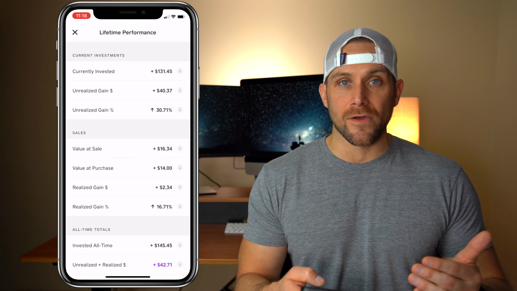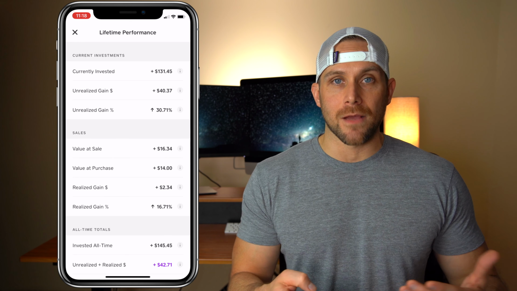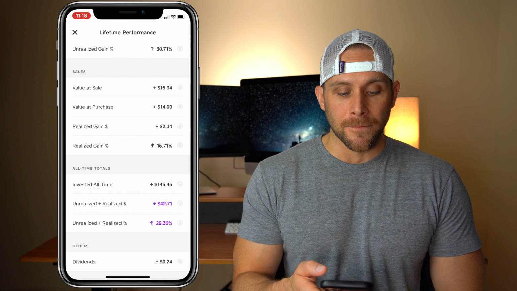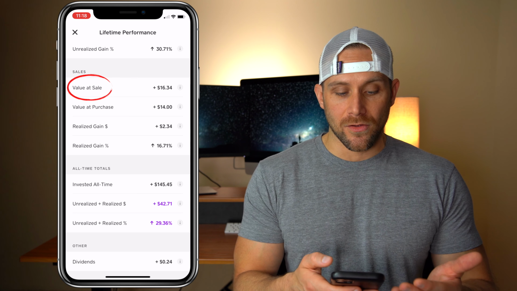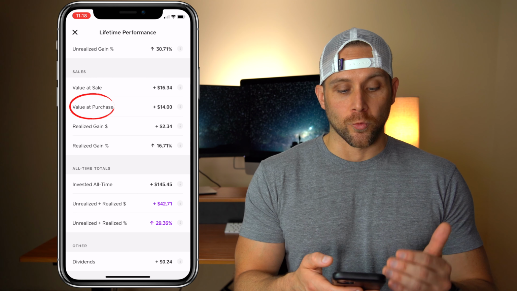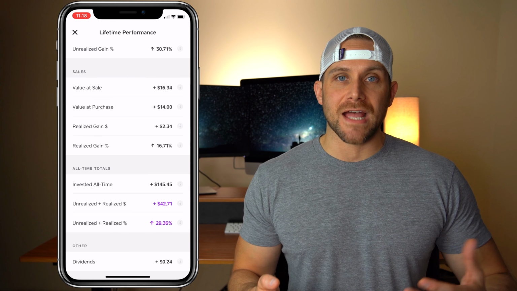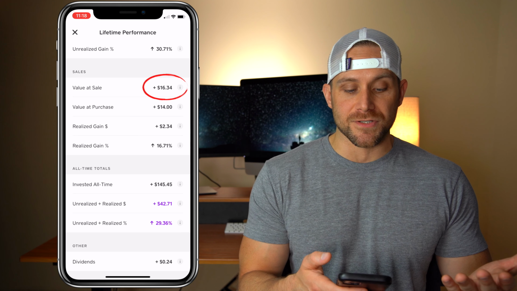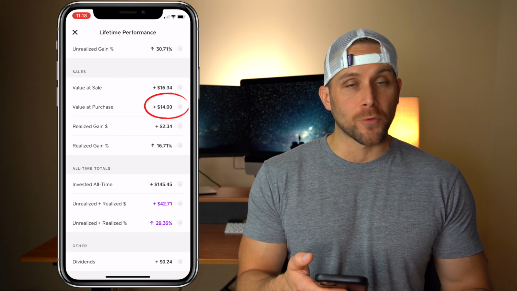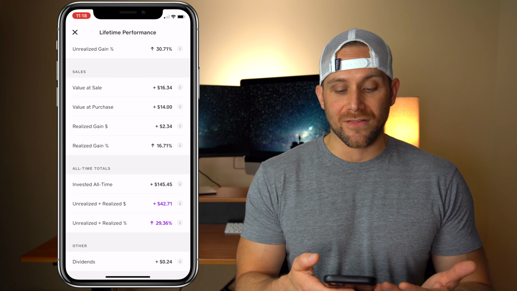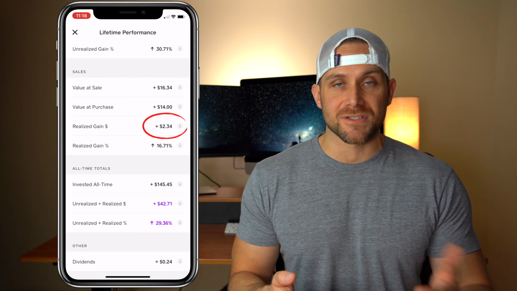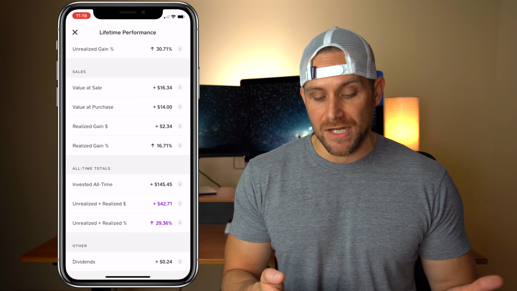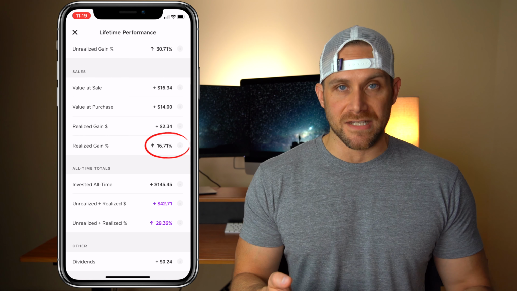Now, once I sell those stocks and I cash out that money, those would be my realized gains, which if you look under sales right there, you've got value at sale, value at purchase, and realized gains. So these are all stocks that I've sold in the past. So in the past, I sold at a value of $16.34. I had purchased them at $14, which gives me a realized gain of $2.34, which doesn't seem like a lot, but the realized gain when it comes to percentage is 16, almost 17%.